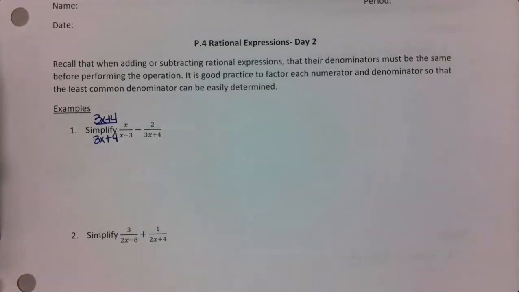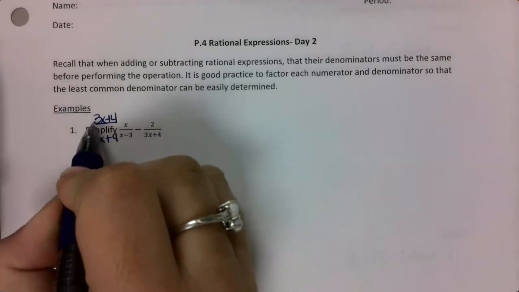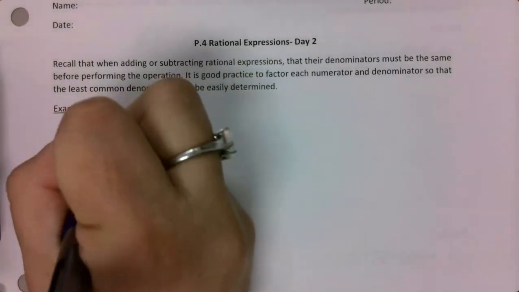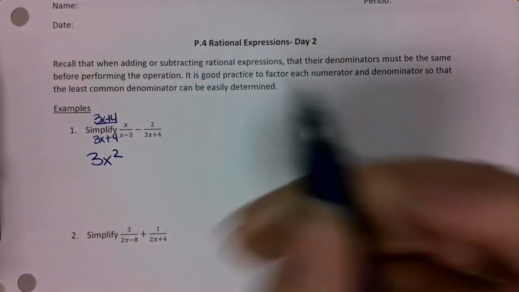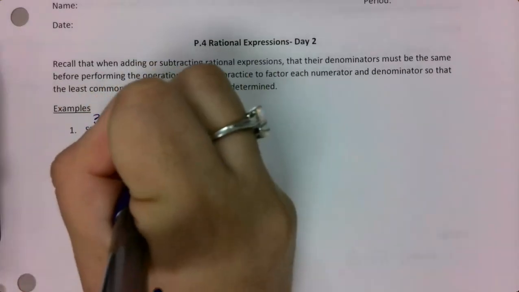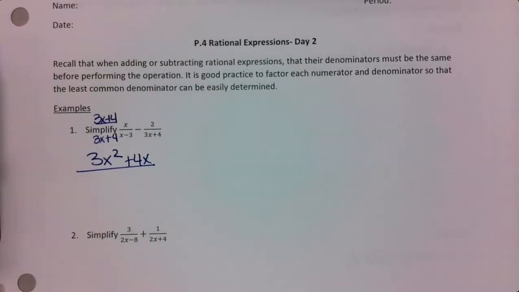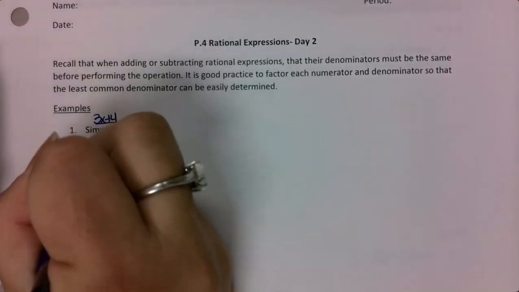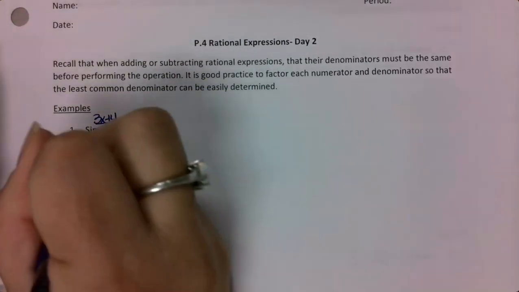Then I want to multiply my numerator, so I have 3x times x, which will give me 3x squared. 4 times x will give me 4x. And my denominator, I'm going to leave factored. So it's going to stay 3x plus 4 times x minus 3.